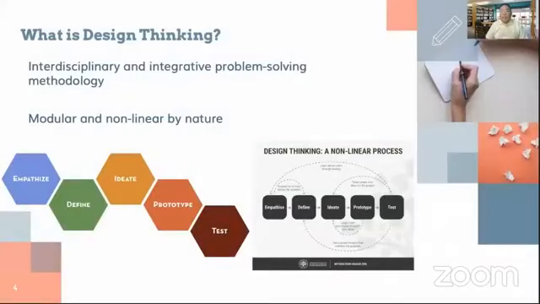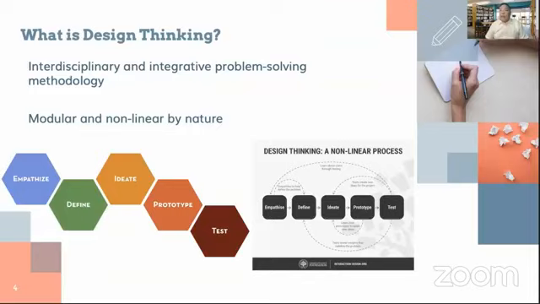So, ang design thinking, based from our first two sessions, the past two Fridays, pwede po natin siyang sabihin bilang isang interdisciplinary and integrative problem-solving methodology. So, hindi po siya ginagamit ng isang certain discipline lamang tulad ng engineering or product development. It is an interdisciplinary process na nagagamit ang mga creative minds ng mga tao mula sa iba't ibang walks of life. And it is modular and non-linear by nature.